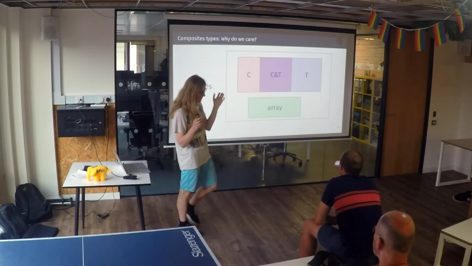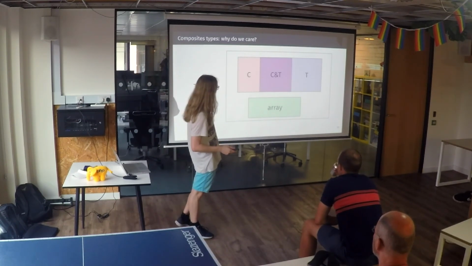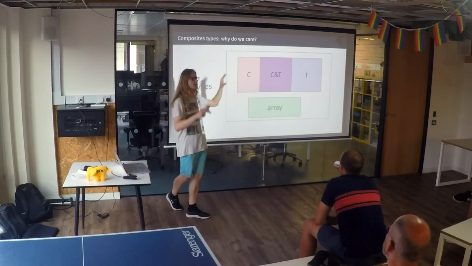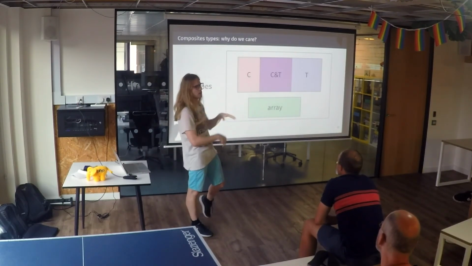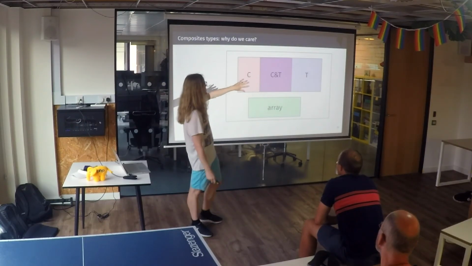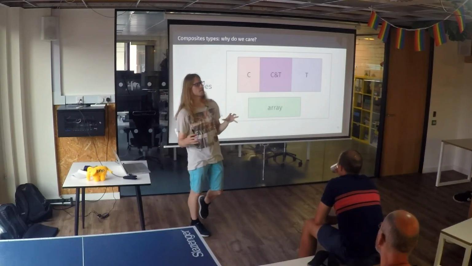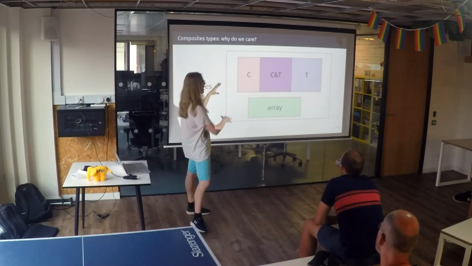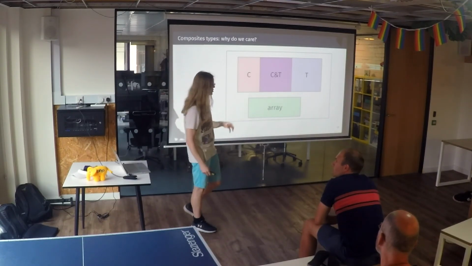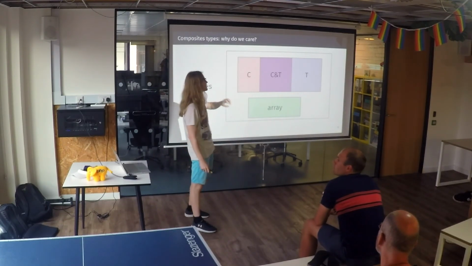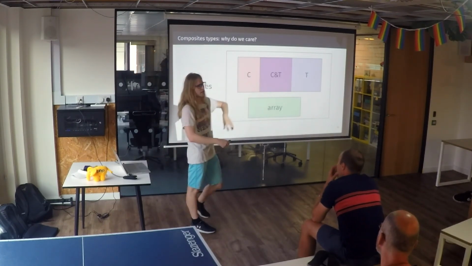So why do we actually care about composite types? Here I'm taking C to represent the countable interface, T to represent traversable, array to just be array, obviously, and C and T means a type which is countable and traversable at the same time. If we have, let's say this is our type universe, we will have some types which are only countable, some types which are only traversable, and some which are both at the same time.